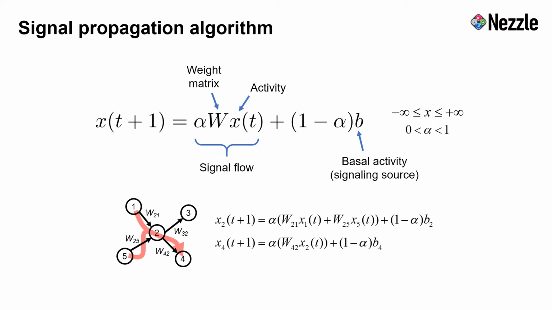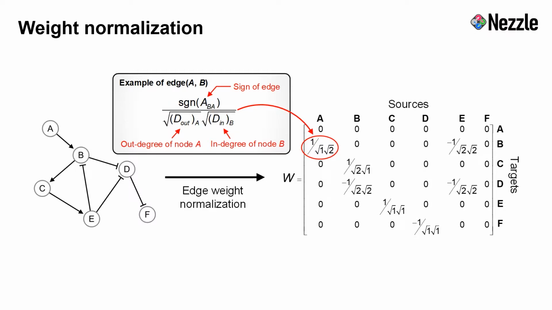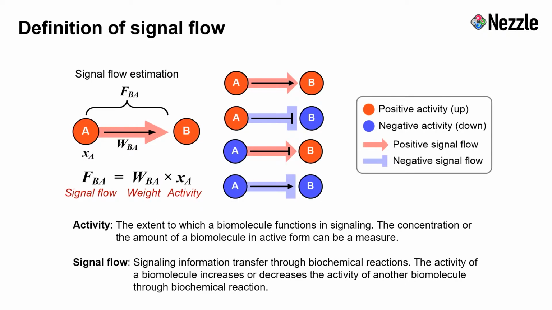Signal propagation algorithm is essentially a linear difference equation. It consists of 2 terms, signal flow and basal activity. This equation describes the activity of a node as determined by both the activities of its regulators and the basal activity of the node. The edge weight matrix W of the signal propagation algorithm should be normalized to get more accurate results. In the normalization, the weight of an edge is divided by the geometric mean of in-degree and out-degree. Signal flow is mathematically defined by the multiplication of the edge weight and the activity of the source node.